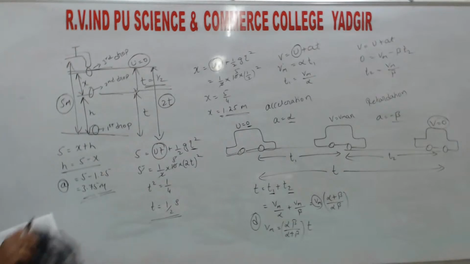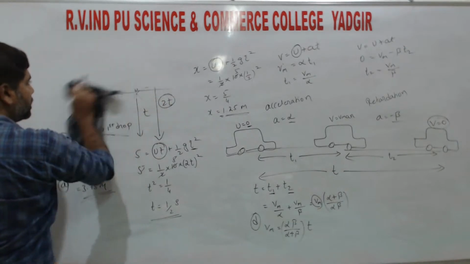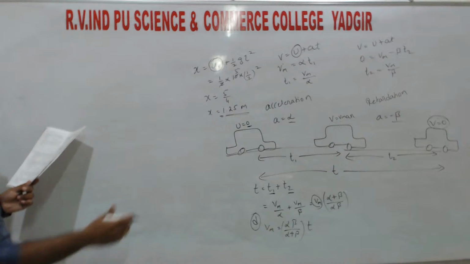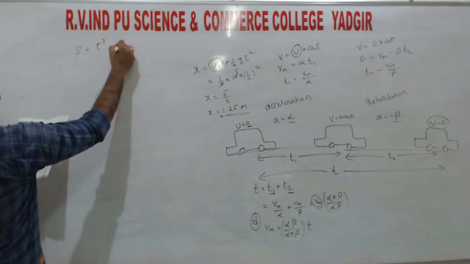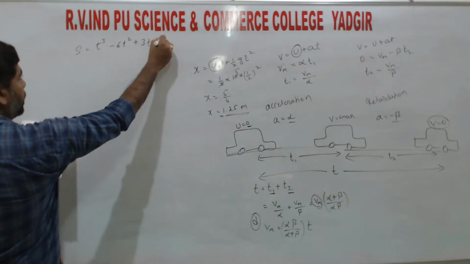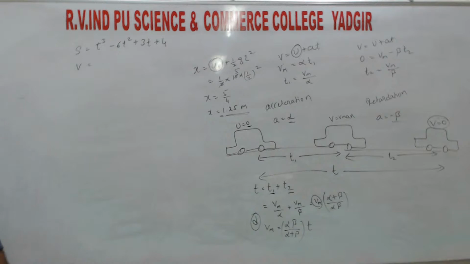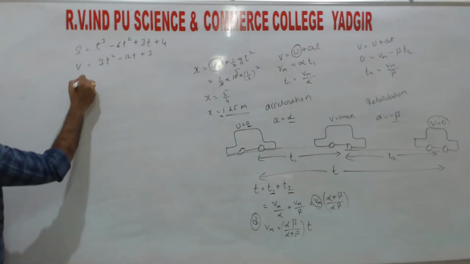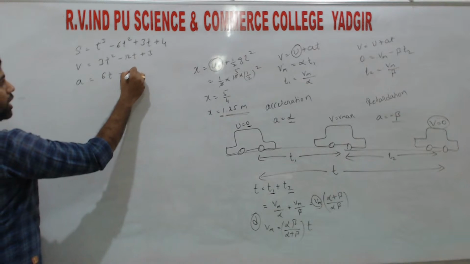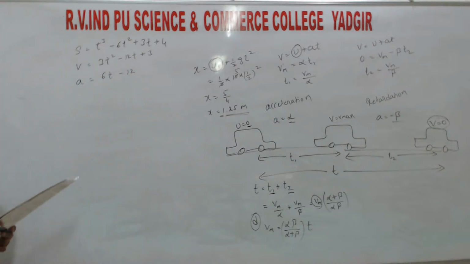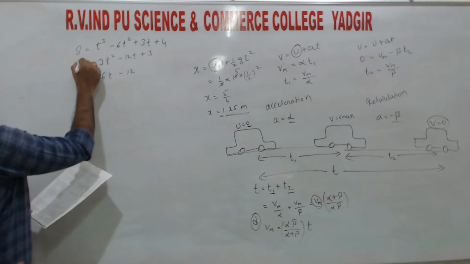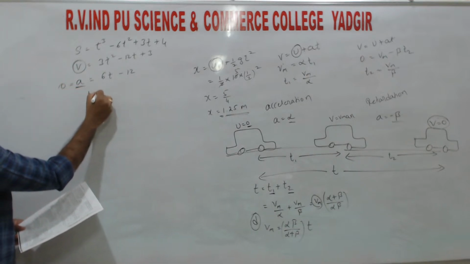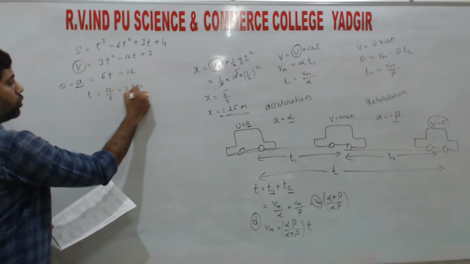So displacement, again we need to differentiate. If we differentiate the displacement, we get velocity and then we get the acceleration, right? So s is equals to t cube minus 6t square plus 3t plus 4. Once we differentiate, we get the velocity, that is 3t square minus 12t plus 3. Right? So again differentiate, we get the acceleration 6t minus 12. So we need to find the velocity v when a is equals to 0. That means substitute a is equals to 0. So we get t is equals to 12 by 6, that is equals to 2 seconds.